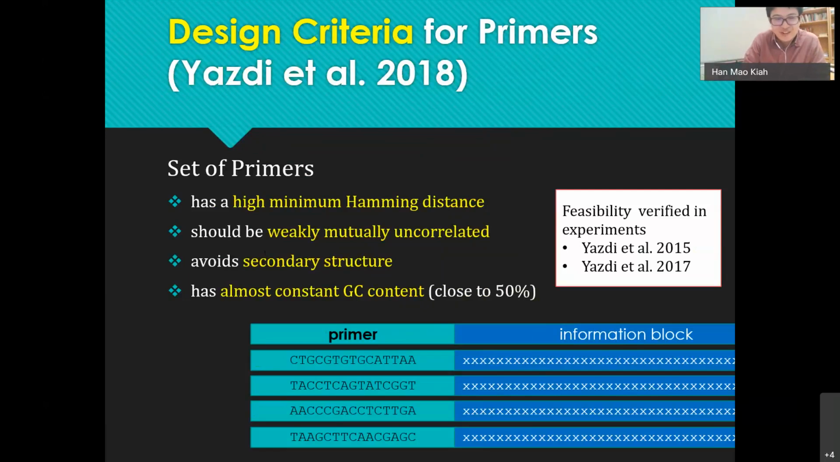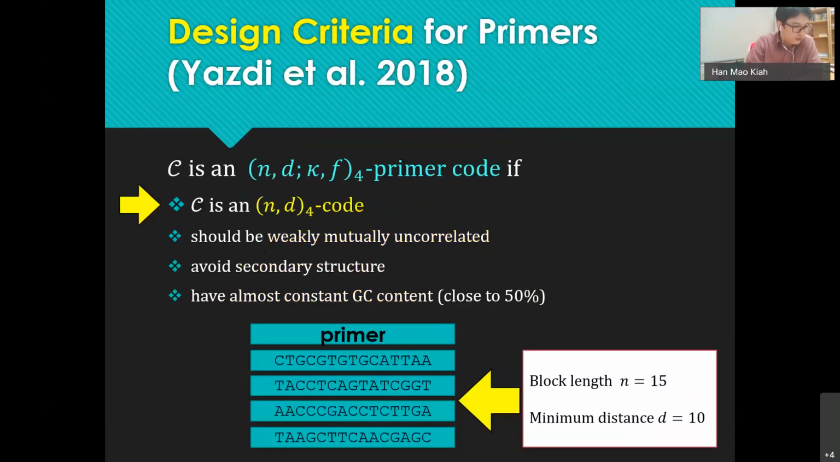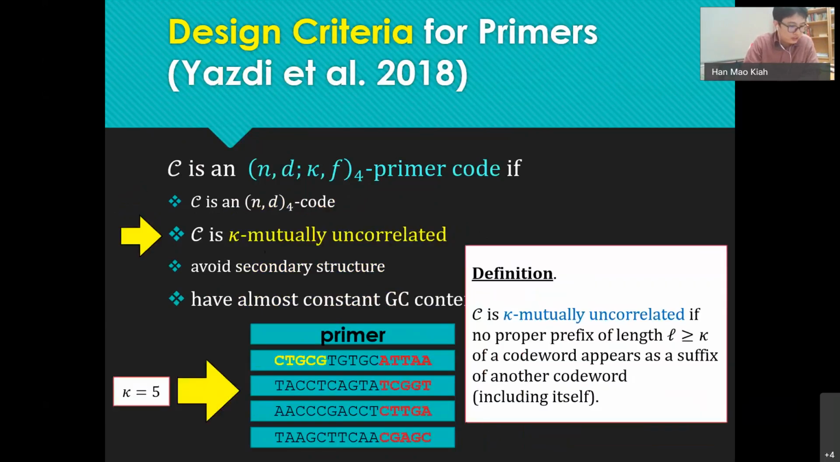All right, so we have 4 conditions over here. The first condition is kind of clear. We want our primers to belong to a block code of a certain length and a certain minimum distance. This will allow us to correct the usual substitution errors. The second condition is slightly unusual: this notion of mutually uncorrelatedness. It's characterized by this parameter kappa.